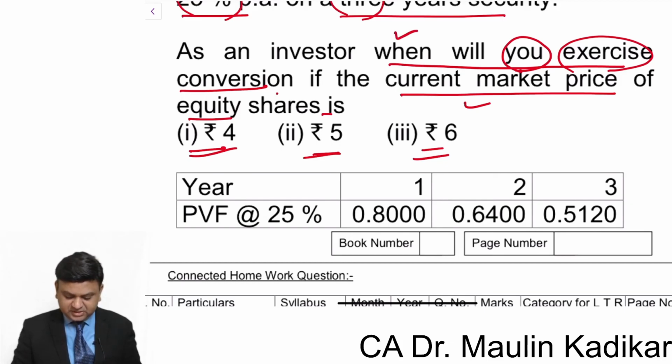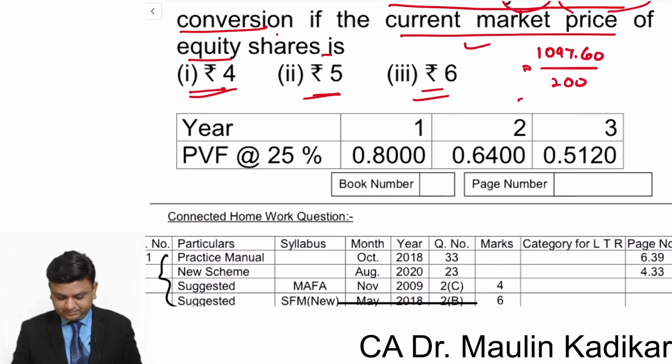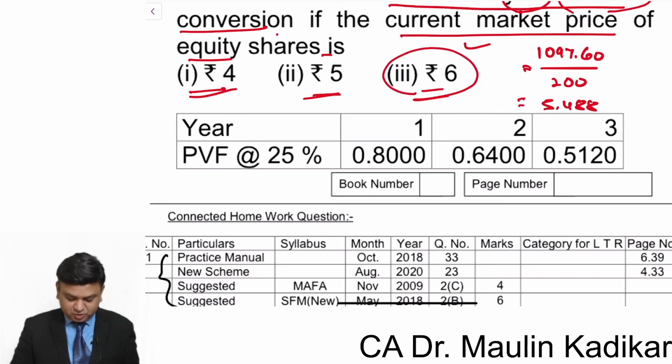As far as this question is concerned, we already have computed P0. What is P0 for that question? 1097.6. That is the P0 that we found, divided by 200, which gives 5.488. So we made the calculation that beyond this price you should go for the conversion, and below this price you should not. Exactly this question is there, along with the concept of duration.